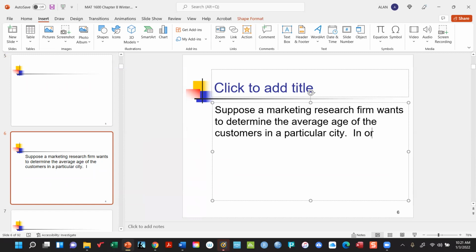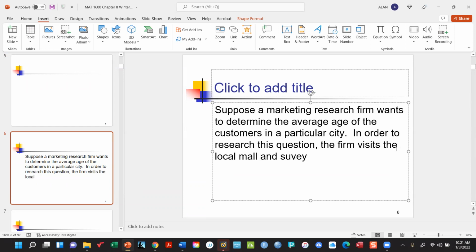in order to research this question, the firm visits the local mall and surveys people about various questions, including their ages.